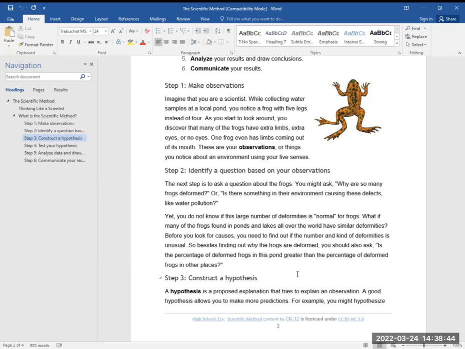So besides finding out why the frogs are deformed, you should ask, is the percentage of deformed frogs in this pond greater than the percentage of deformed frogs in other places? Still, we are in the question phase. We haven't looked for information. We haven't asked for anything. We are just asking ourselves questions and thinking, okay, how do I need to proceed, or how can I proceed to find the answer?